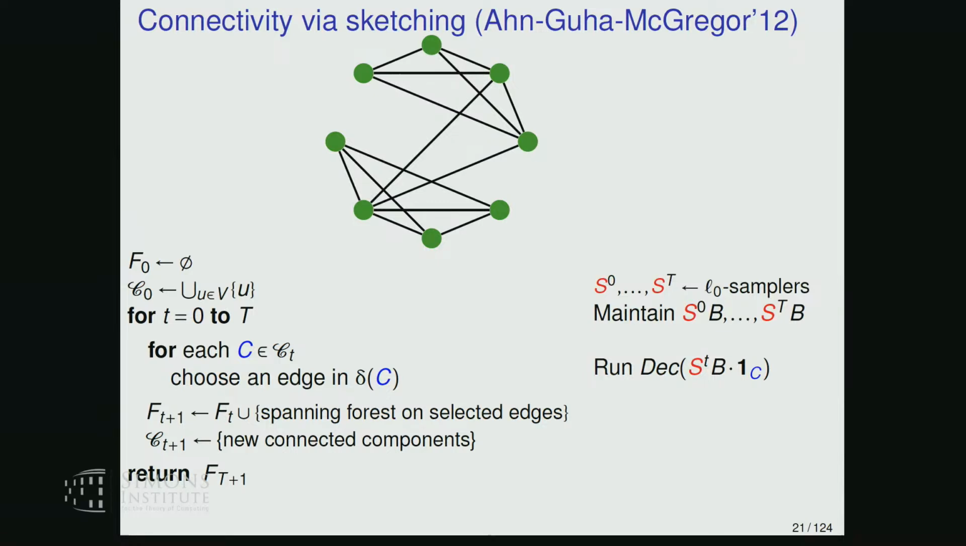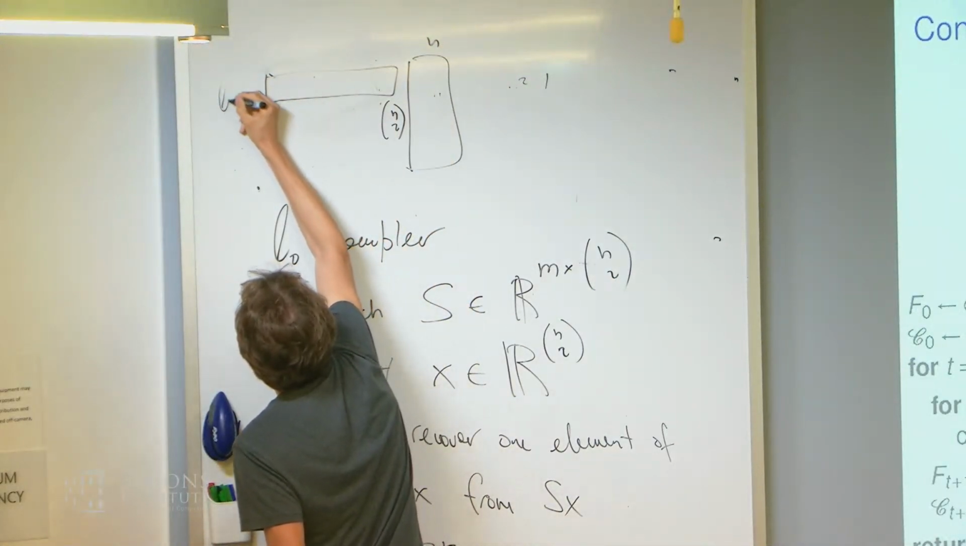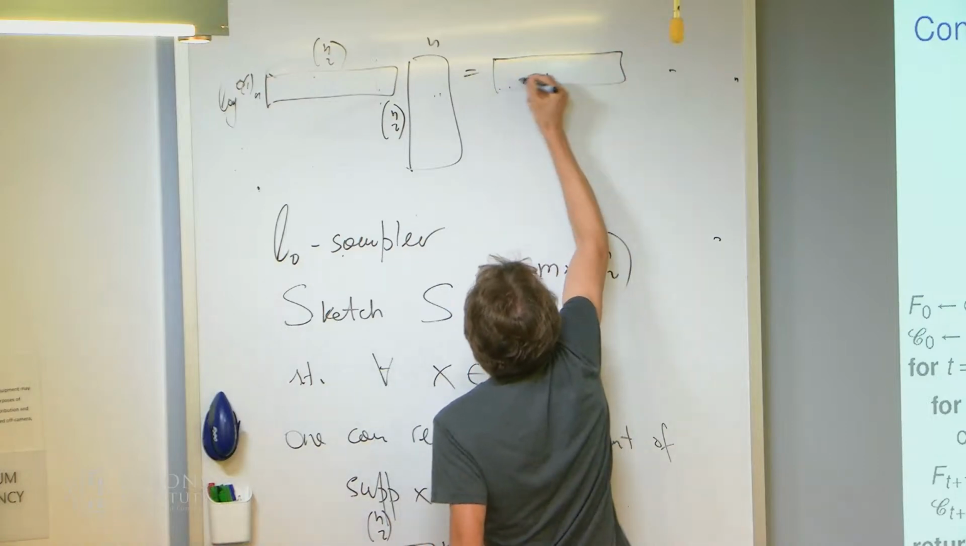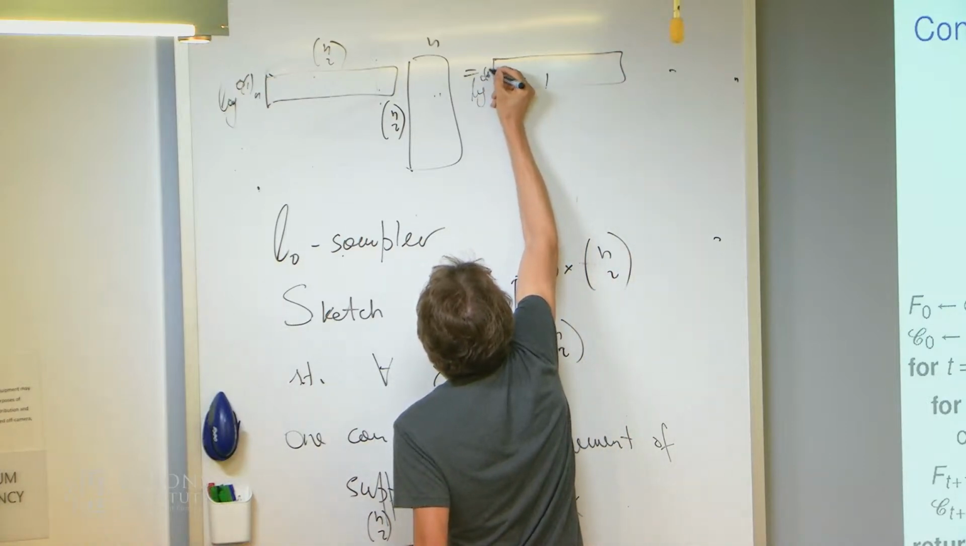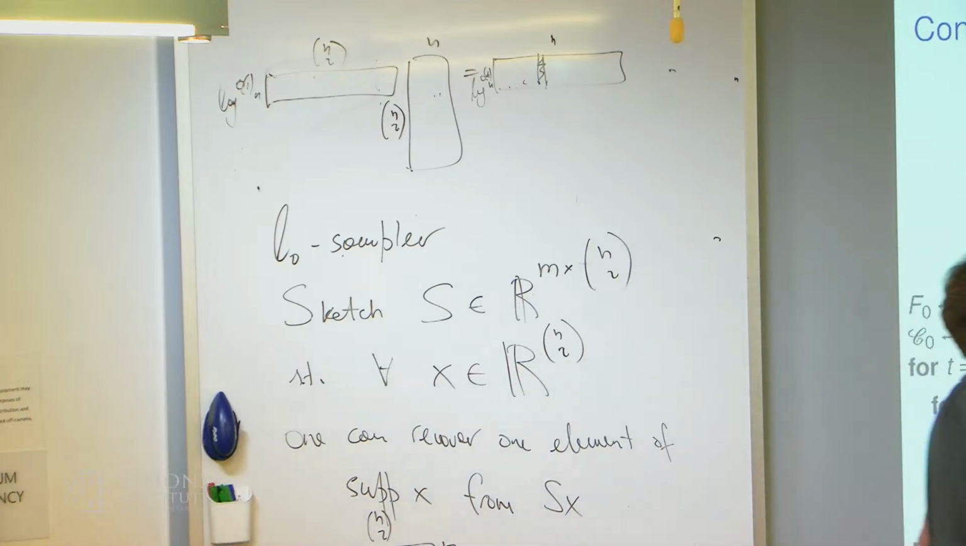These matrices, S0B through STB, are very small. The number of rows in this matrix is polylogarithmic. That's the number of rows in the sketch. The number of columns is n. Let me just draw this here, perhaps. So the edge incidence matrix was n choose 2 by n. We're sketching the large dimension down to the polylog number of rows. So as we go through the stream, the algorithm is maintaining n polylog n bits of information. So every vertex maintains a small polylogarithmic size sketch of its neighborhood.